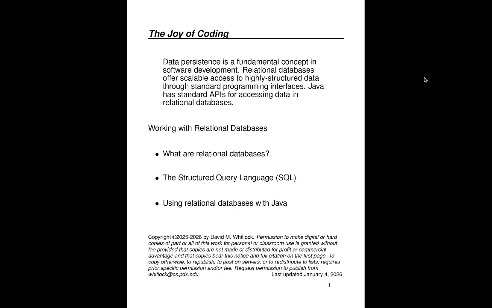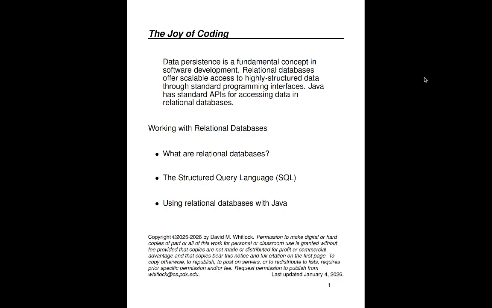So as I said, data persistence is a fundamental concept in software development. You write code, it deals with data, and you want to save that data for later. You want it to outlive the program that you're running. And what relational databases provide is scalable access to that data through standard programming interfaces. And it does it in a way that can scale and be highly structured so that many programs can access it at the same time and so that your data is well understood.